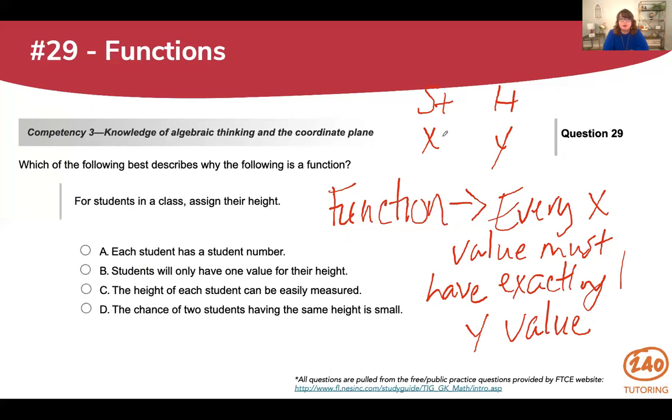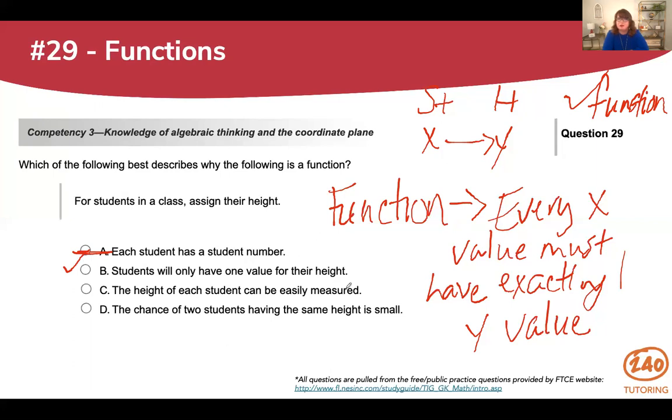Okay, so it says which of the following best describes why the following is a function. So they're telling you, yes, this is a function. So that means every student is going to have 1 height. All right, they're not going to have more than 1 height. They didn't clone themselves. Okay, so 1 height. Each student has a student number. That's not related. We're talking about students and heights. Students will only have 1 value for the height. That's what we just said. So that appears to be correct. The height of each student can be easily measured.